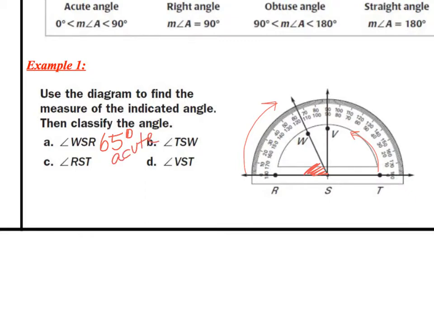Okay, I'm going to use a different color for the next one. We want TSW. TSW is this one. So T is all the way to the right, so we're going to start from the right this time. And since we're starting from the right, we're going to look at the inner rim here. So start on the right and go to where W is. 115. 115 degrees. Make sure you give it the right notation. What is that? Obtuse. Thanks.